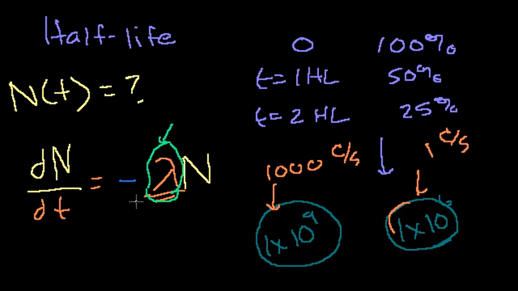But the rate of change is always going to be dependent on the number of particles you have, right? We saw that here with half-life. When you have half the number of particles, you lose half as much. Here, if we started with 100 particles, we went to 50 particles, and we went to 25.